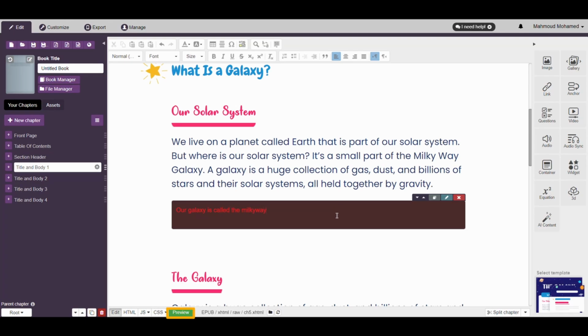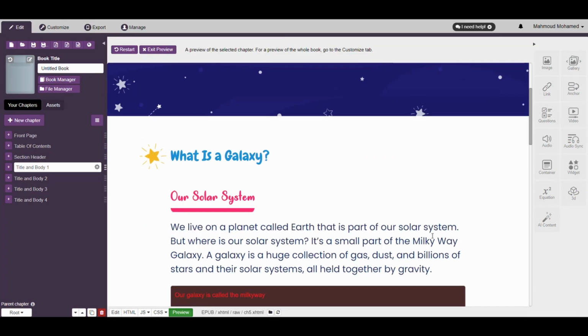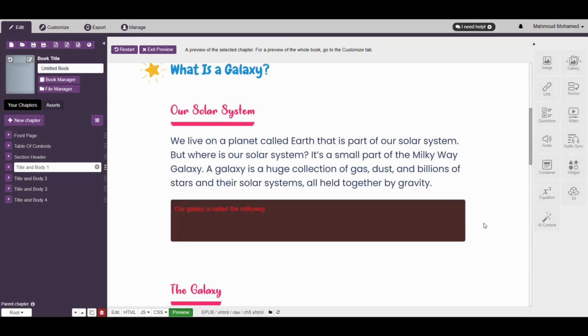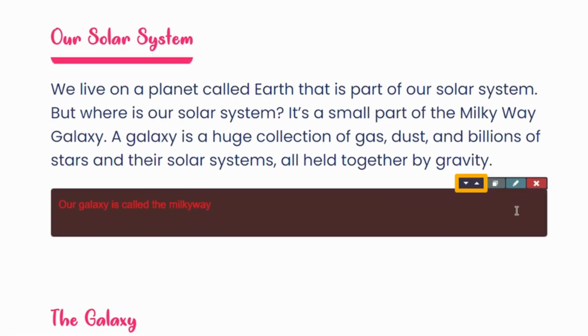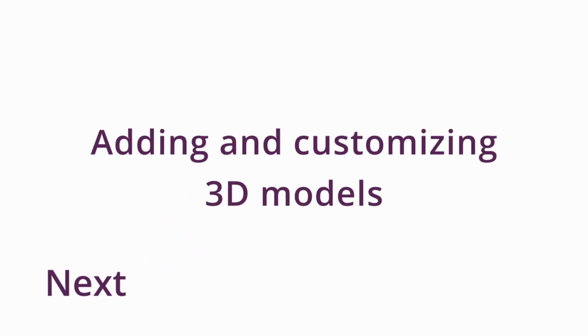Let's click on Preview here to view what we did. After the container has been created, you can hover the cursor on it to view more editing options. Here, you can move it up and down the page, duplicate it, and open the editing window. And that's it. In the next video, we'll show you how to add equations to your ebook. Stay tuned.